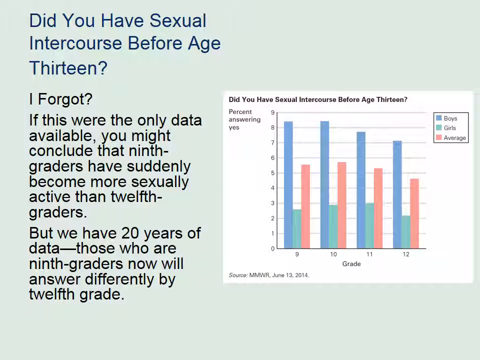So here's a good example of how a survey might give you misleading results. So the question is, did you have sexual intercourse before the age of 13? And we asked 9th, 10th, 11th, and 12th graders this. Well, the first thing you should notice is that their answers are changing. Why is their answer changing?